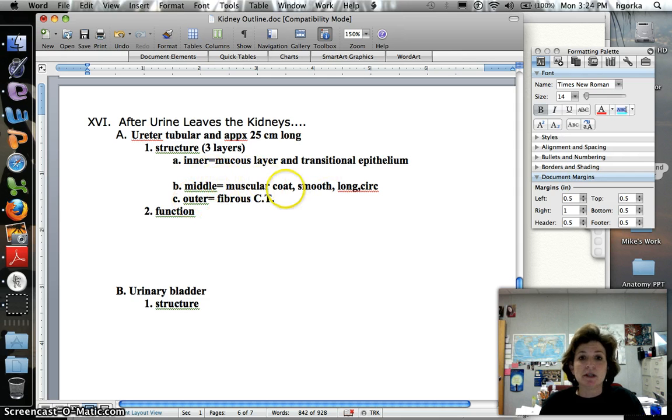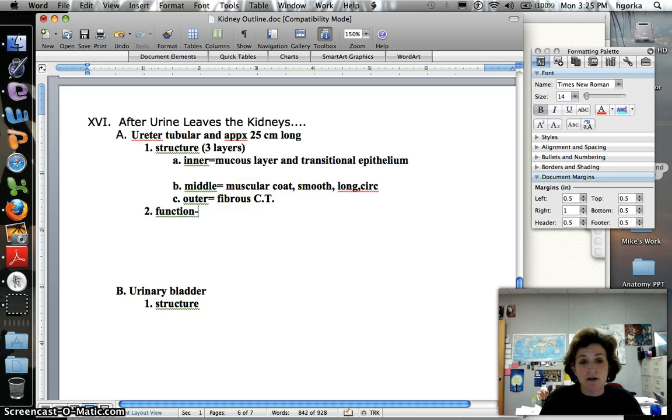The middle layer is a muscular coat made up of smooth muscle, both longitudinal fibers, so fibers running this direction down the tube, and then circular fibers running around the tube. And then the outermost layer is made up of fibrous connective tissue, so it's just a protective layer.